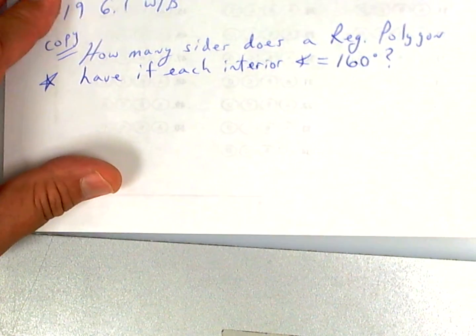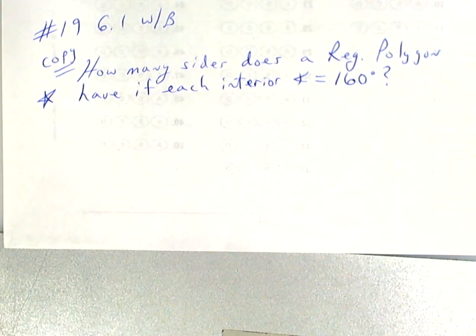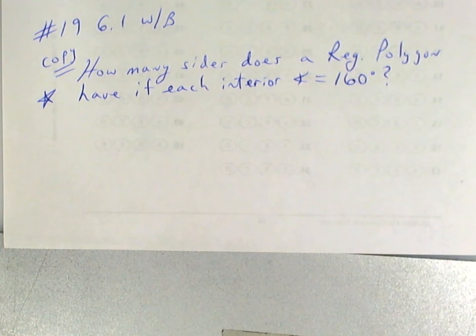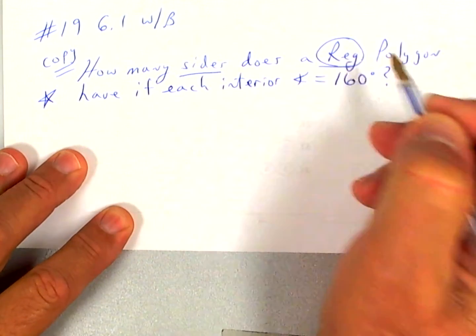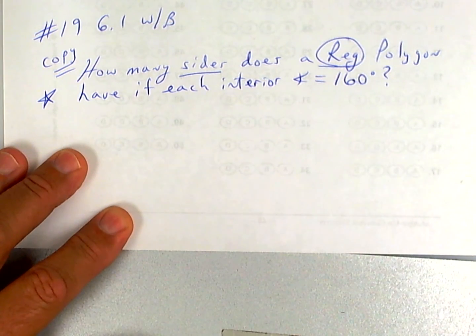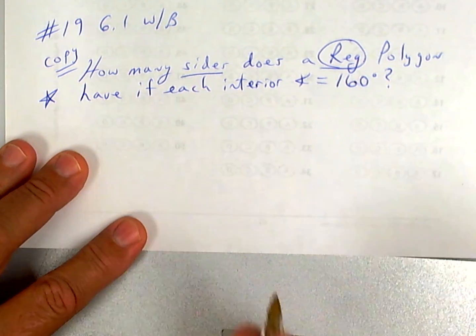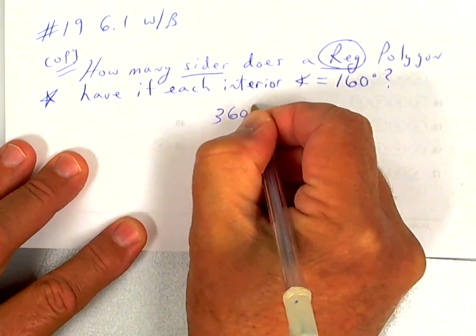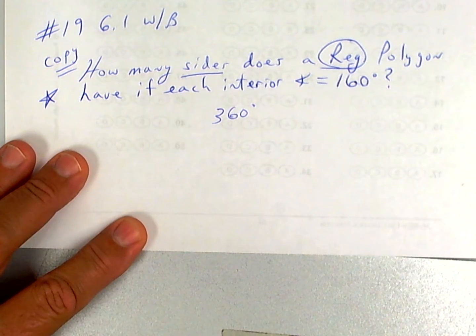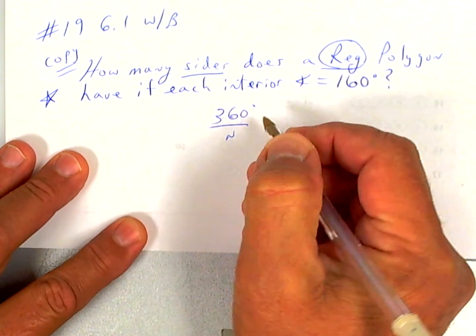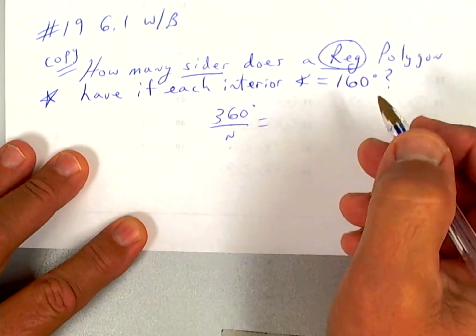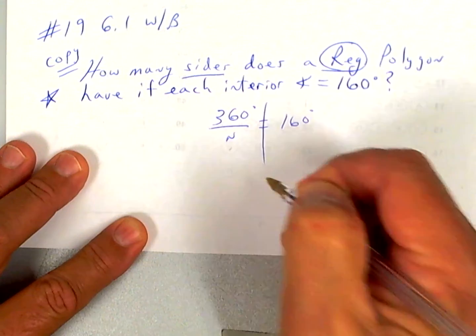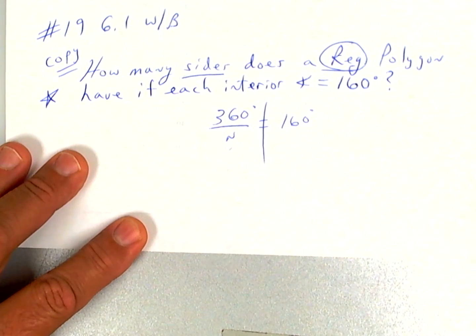You had one like this yesterday. Copy this down. This was number 19 in your homework, and I want to go over it with you. All right, so it says how many sides must a regular polygon have if one exterior angle is 160 degrees? Well, we know that all exteriors sum to 360 degrees. We don't know how many sides it has, okay? So you would divide by the number of sides, and each side would equal 160 degrees. So if you can solve that equation, you have your answer.